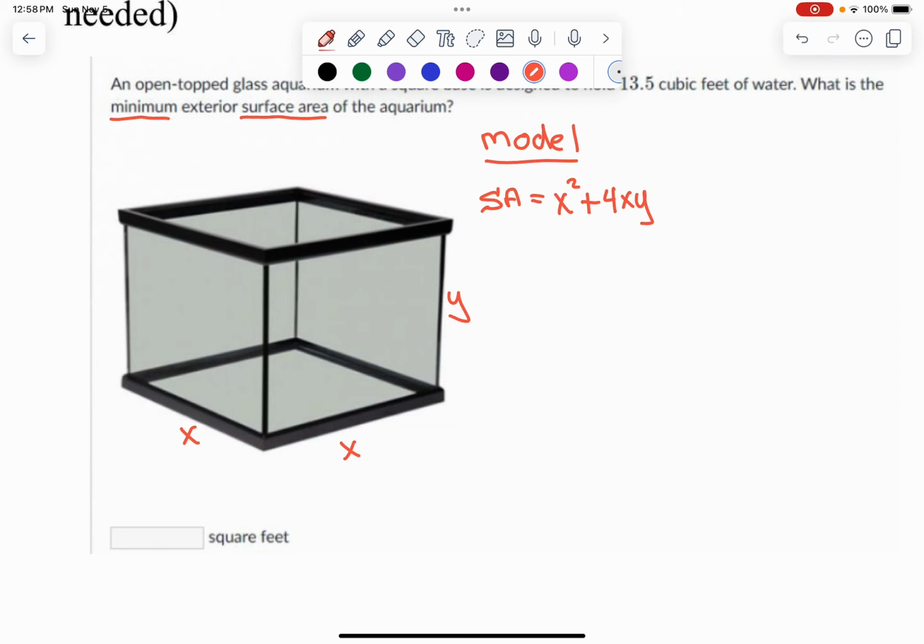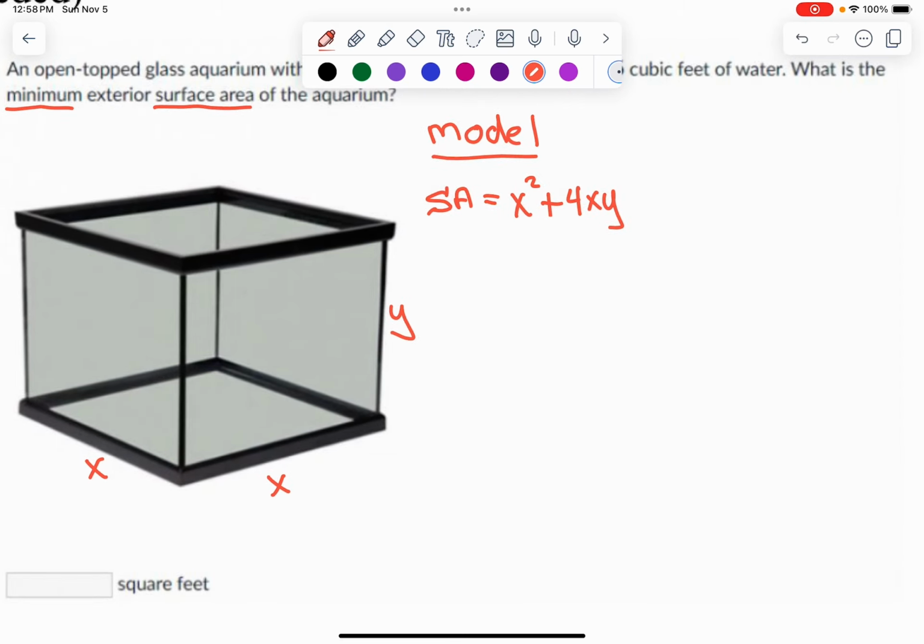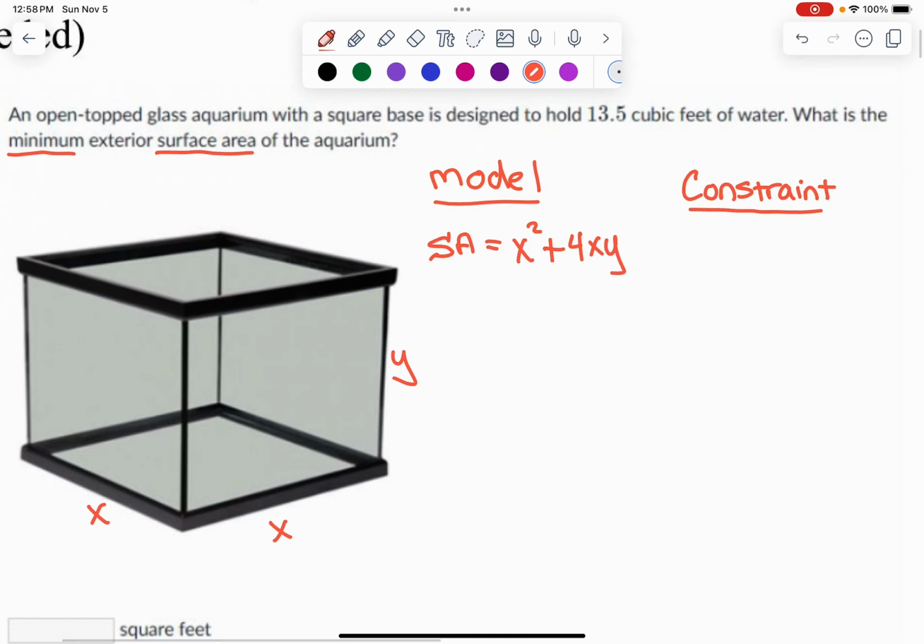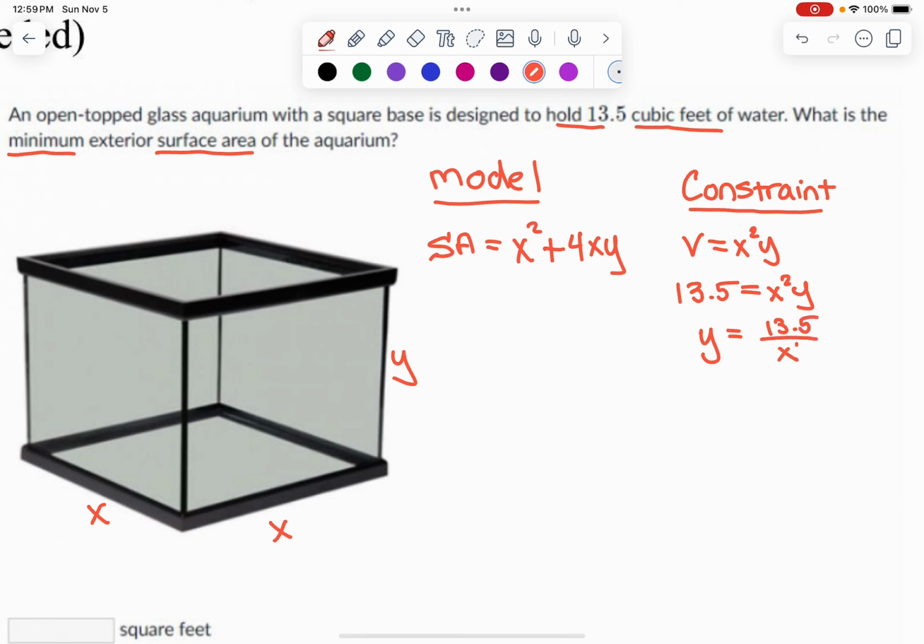Okay, and so I can't use the notation S of x yet because I have a function of two variables, so there must be a constraint we can use. If we read the problem, the aquarium has to hold 13.5 cubic feet of water. That's a statement about volume. So my volume is x squared y in general, but it needs to be 13.5, which tells me that y is 13.5 divided by x squared. And that allows me, in my model, to replace that variable with the expression involving x.